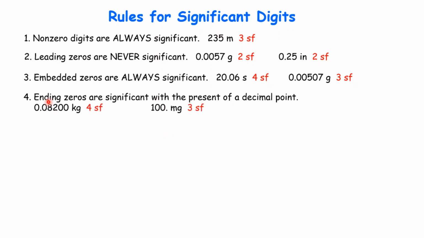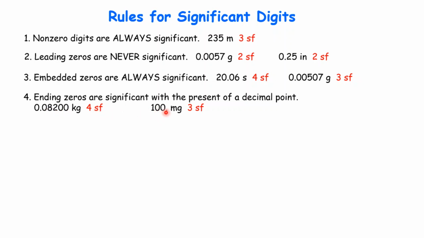Okay, if they are ending zeros, then we need to be careful. You need to pay attention to whether there's a presence of a decimal point. If there is a decimal point, then the ending zeros are significant, like in this one. The decimal point is right here, then these 2 ending zeros, they are significant. That's why 1, 2, 3, 4, that's 4 sig figs.